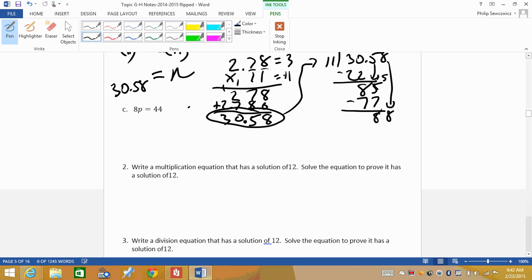Yeah, here we go. 8p equals 44. So we start on the side with the variable. The opposite of multiplying by 8 is to divide by 8. So we're going to divide both sides by 8. So I got to figure out how many times 8 goes into 44. So let's just do a little division problem there.